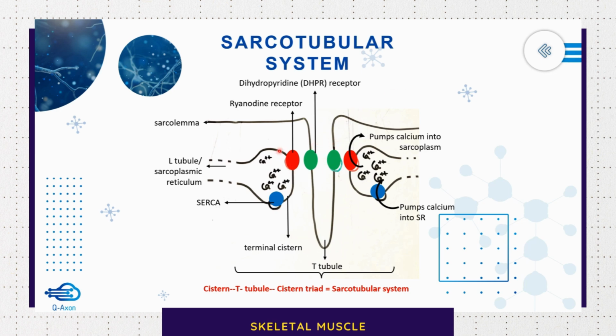Now you can see that at rest there is no contact between the DHP receptor and the ryanodine receptor. So the T-tubules and L-tubules are not in contact with each other. But during muscle contraction, the foot plate of the DHP receptor moves towards the ryanodine receptor and makes contact with it, opening the calcium channels here, and therefore calcium leaks into the sarcoplasm. This calcium is made available to the actin and myosin for muscle contraction.